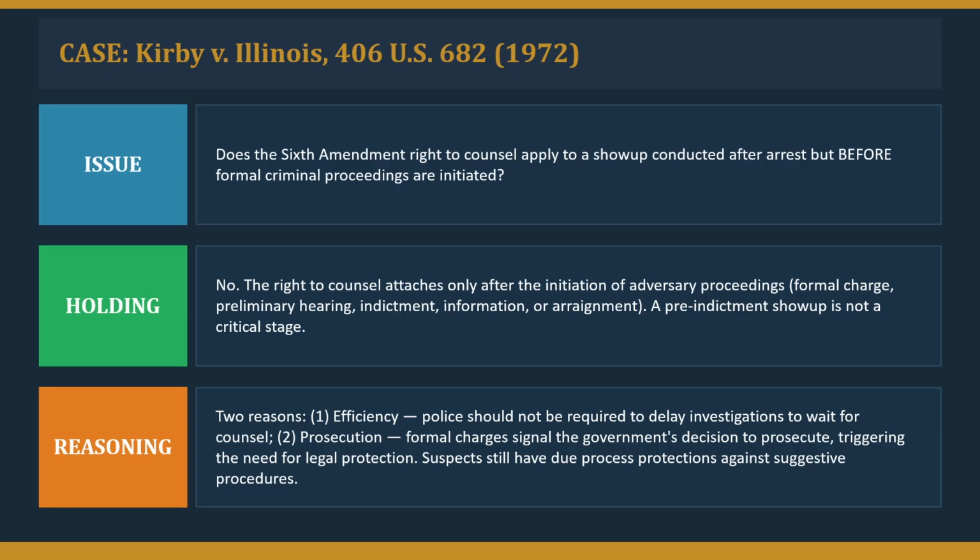It is worth noting that not everyone agreed with this. Justices Brennan, Douglas, and Marshall dissented, arguing that suspects are just as vulnerable to suggestive identification procedures before charges are filed as after. And several state Supreme Courts, including Alaska, California, and Pennsylvania, have interpreted their own state constitutions to require counsel at pre-indictment lineups, going beyond what the federal constitution demands. This is a good reminder that in the area of criminal procedure, state constitutions can and often do provide greater protections than the federal floor.